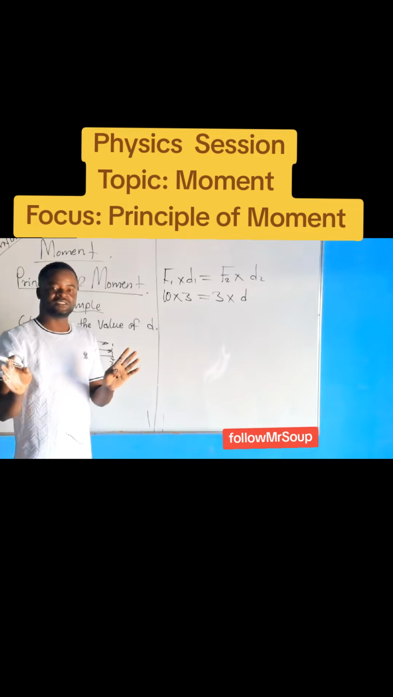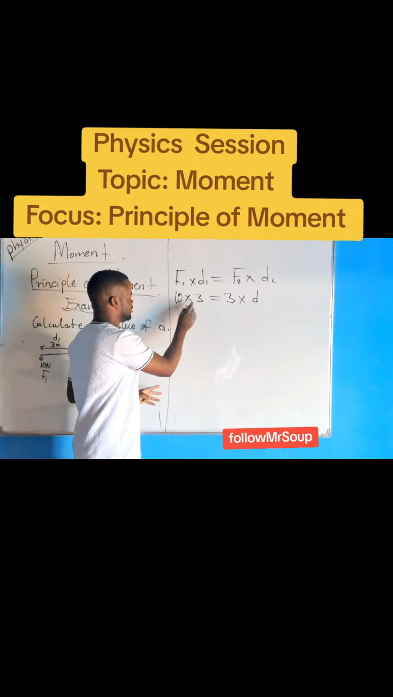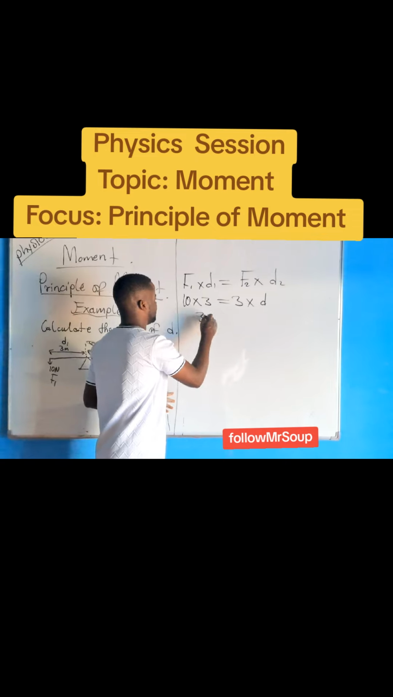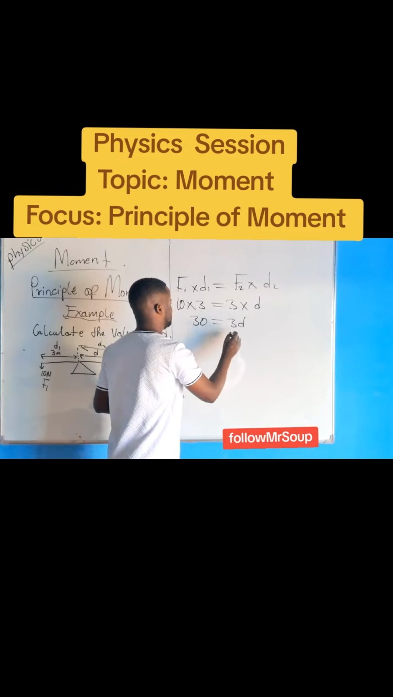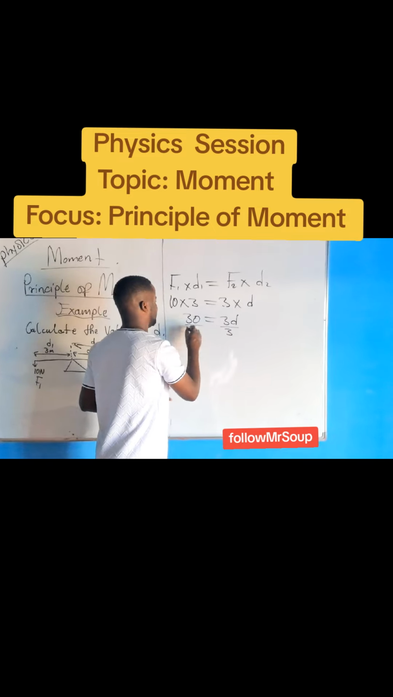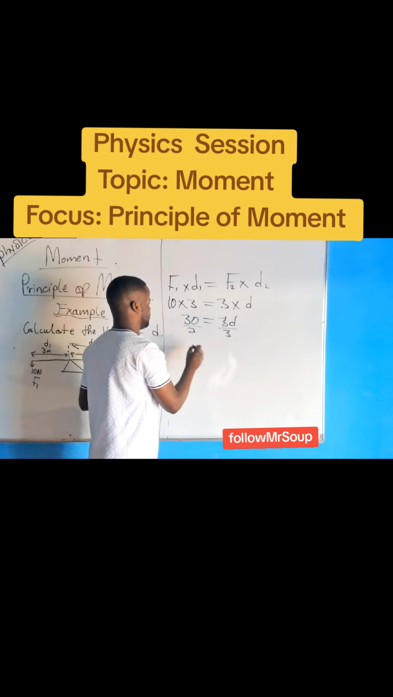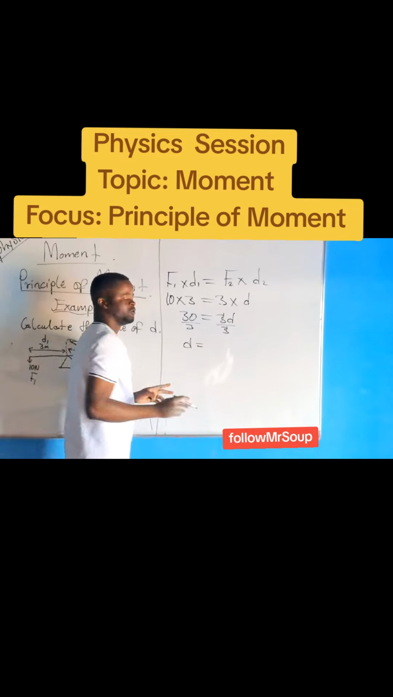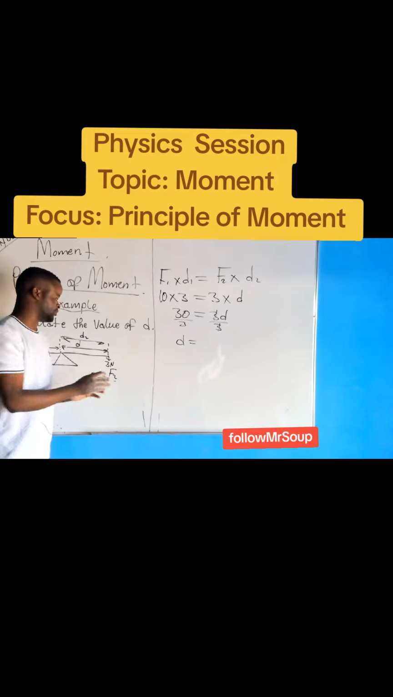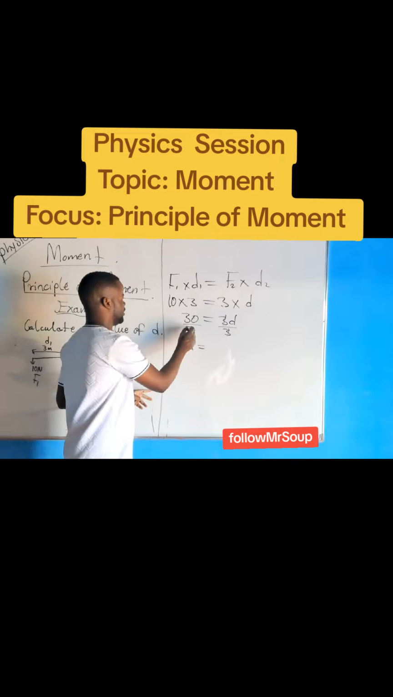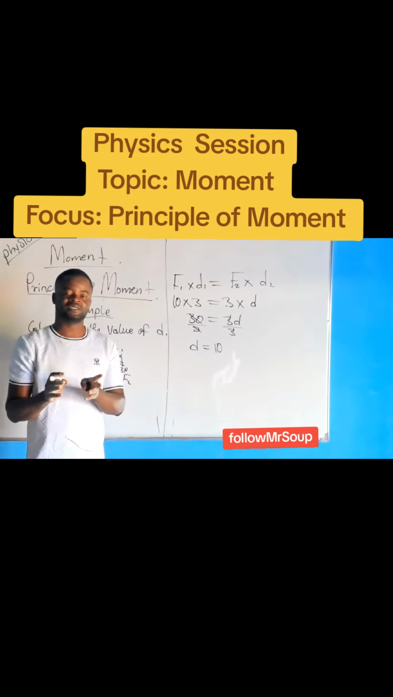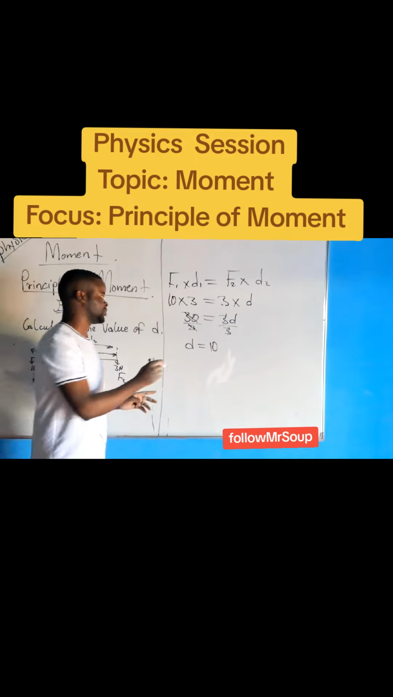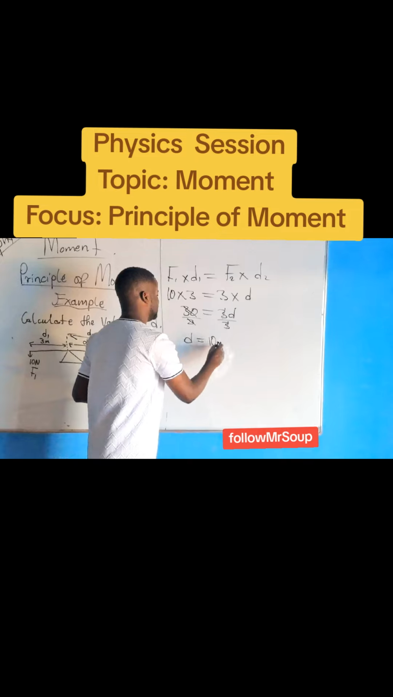Now, simple mathematics. Remember that 10 times 3, we are going to have 30, which is equal to 3 times d. We are going to have 3d over 3 and 30 over 3. The 3 and 3 will cancel, and the distance, which is perpendicular to the point of action, is 30 divided by 3, which is going to give us 10. Now, remember that distance here must be in meters, so we are going to say 10 meters.